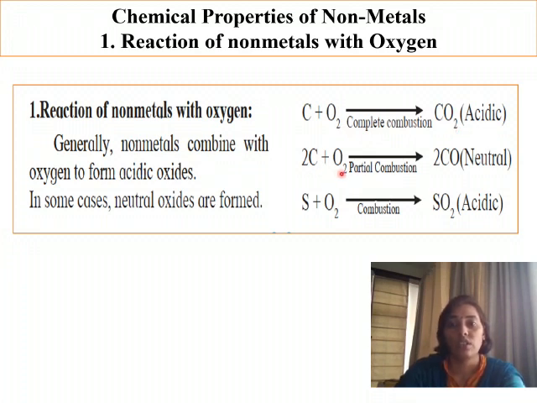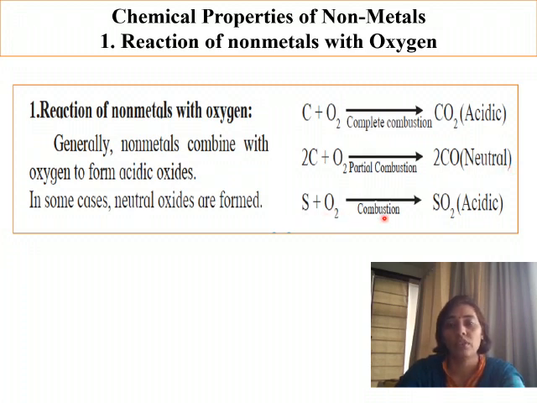Carbon and oxygen partial combustion: when the burning of carbon is incomplete, insufficient air is available, oxygen is not available in plenty, and so incomplete burning takes place and it results in the formation of carbon monoxide, and that is neutral in nature, that is neither acidic nor basic.